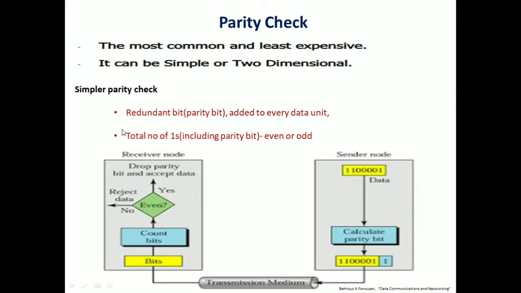So here we are going to add a redundant bit, which is also called a parity bit. Here the parity bit is added to every data unit. So what we will do? We will count the total number of ones, including the parity bit, that is including the redundant bit. We may follow either even parity or odd parity. We will see what even parity and odd parity are when we take an example here.